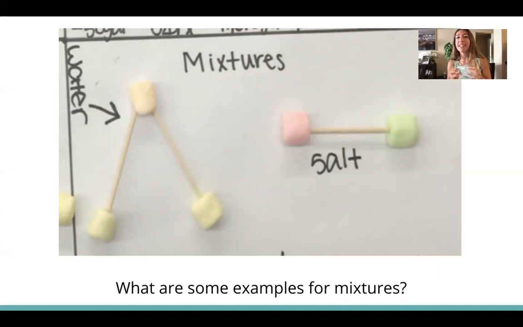So let's go over mixture. A mixture is formed when elements and or compounds are combined physically. They're not combined chemically. So the salt and water are separate from each other. They were physically combined, and they can be physically separated as well. So I want to see on your paper that salt and water are not touching. And what are some examples that you got of a mixture?